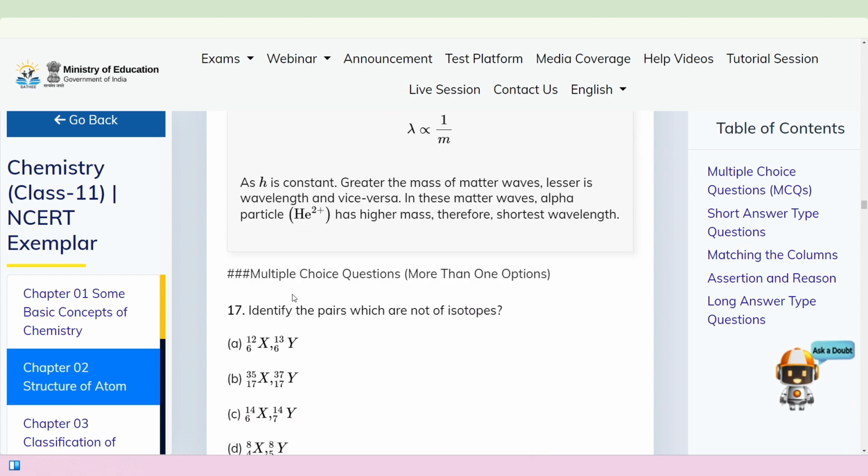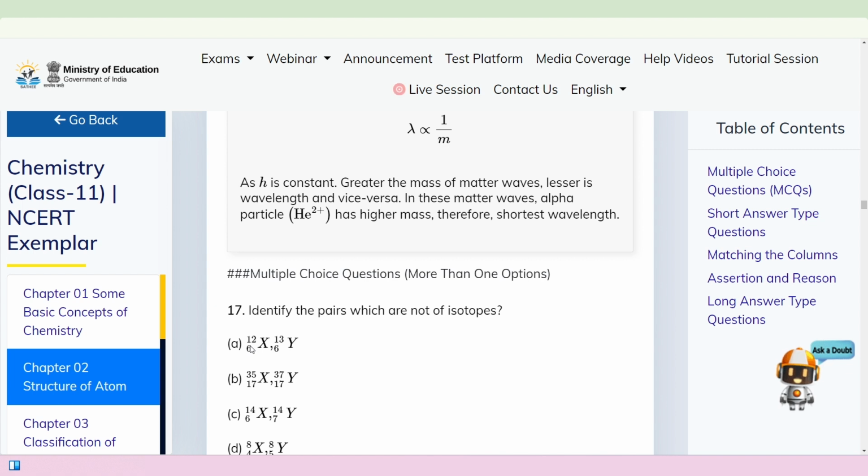Next question. We have the multiple choice question. Multiple choice question means more than one option can be correct. So the first question is: identify the pair which are not isotopes. Isotopes have the same atomic number but different mass number.